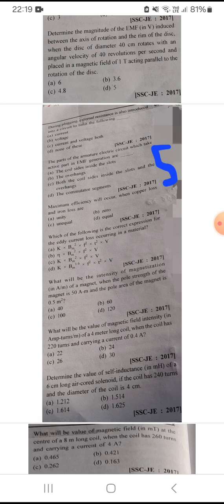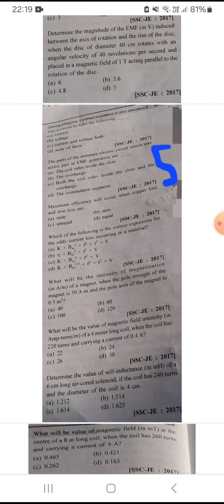Next, what will be the intensity of magnetization in ampere per meter of a magnet when the pole strength of the magnet is 50 ampere meter and the pole area of the magnet is 0.5 meter square? Here the options are A equal to 40, B equal to 60, C equal to 100 and D equal to 120. So we know that intensity of magnetization equals pole strength by pole area. So 50 by 0.5 equals 100.